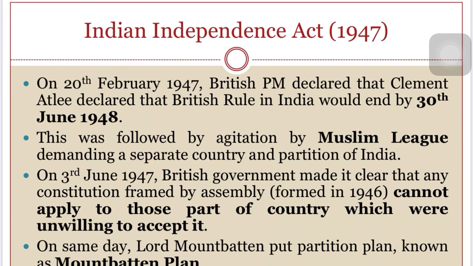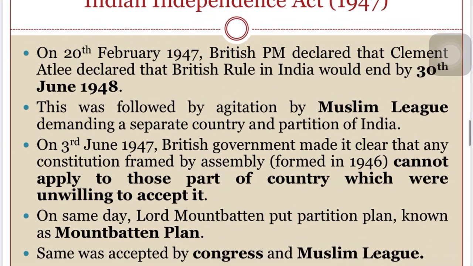On the 20th February 1947, the British PM Clement Attlee declared that British rule in India would end by 13th June 1948. Right, the British PM, Clement Attlee. So this was followed by agitations by the Muslim League. They boycotted every meeting every time. After that, Pakistan came into the picture. The Muslim League was demanding a separate country and the partition of India.